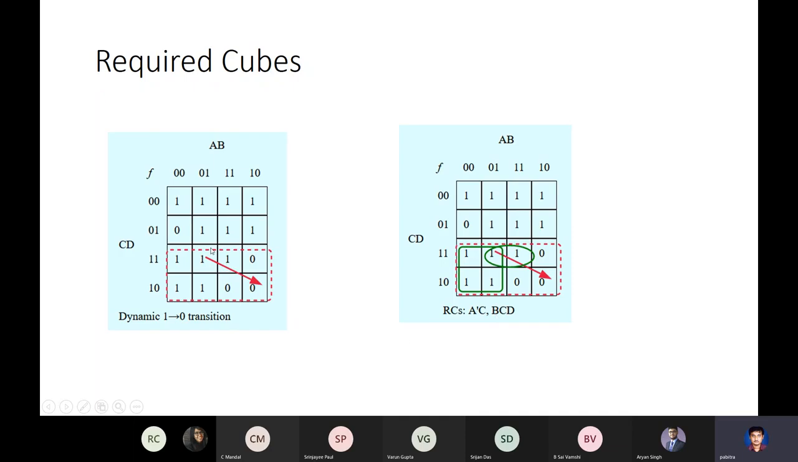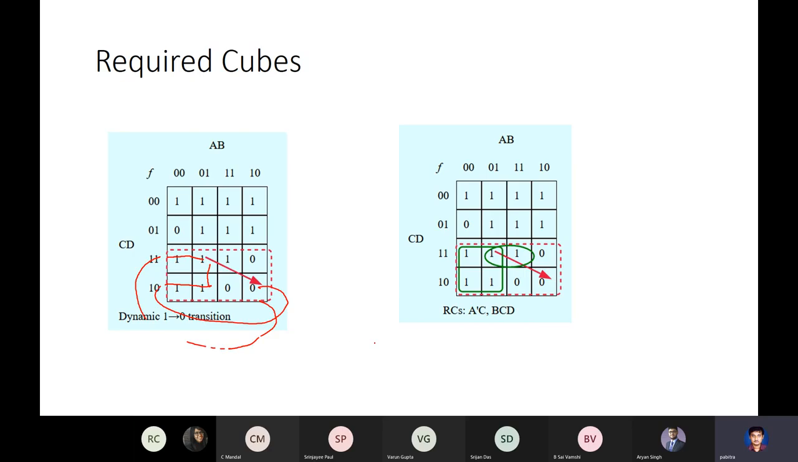Similarly, let us look at this larger transition, a longer range transition. This is a 1-0 transition, but you see the transition cube includes this also, because there are these paths. You can go like this, and then like this. You can similarly go like this, and then like this. So these are also included in the transition cube.